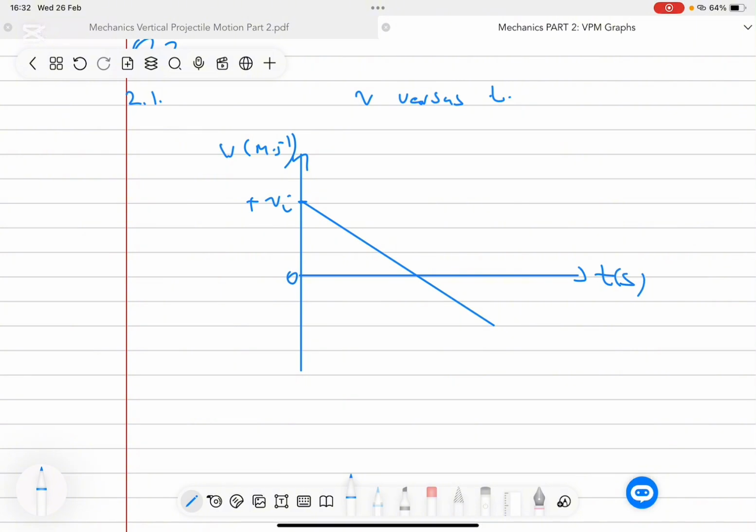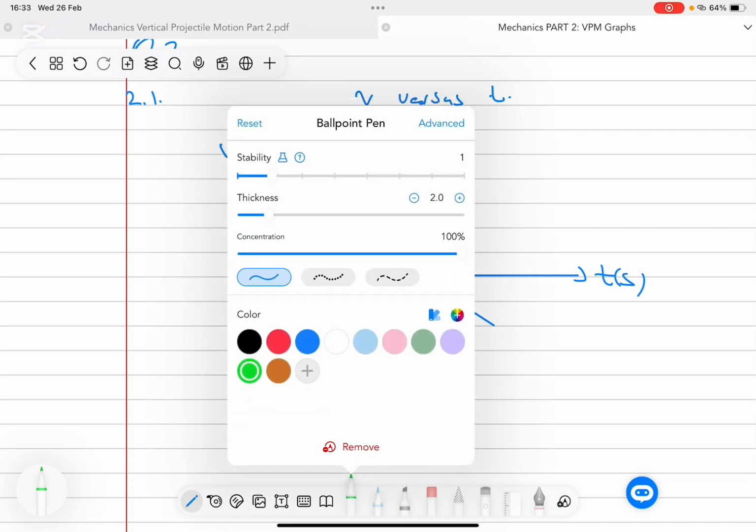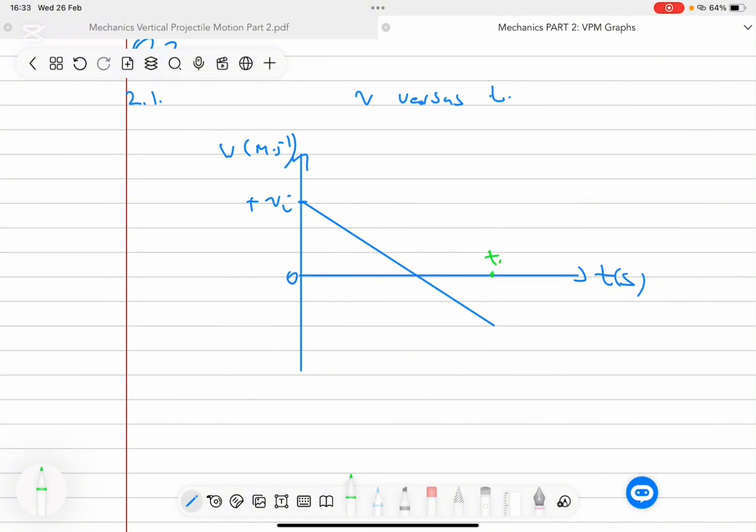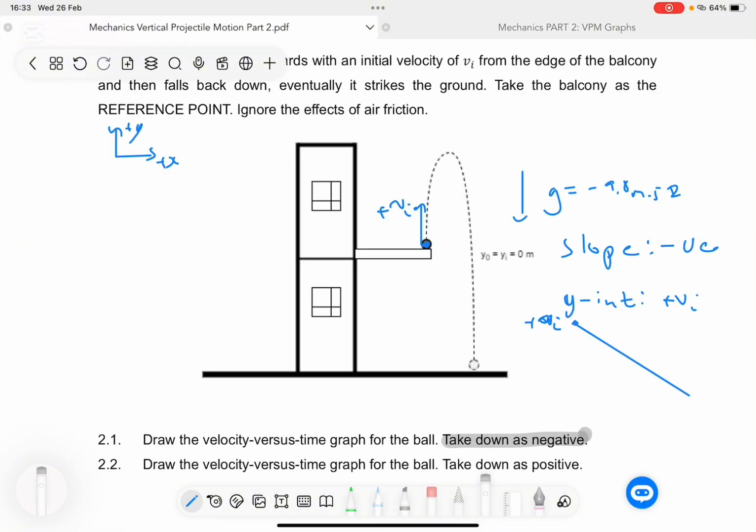Now, the other thing that we have to notice is that when we come to this point here, I'll call it T, you will see that we will have negative VI. It will have the same speed as we had when it was going up, except now it's going down. It becomes a negative velocity. So that is from here to here. So this is this point here. We have negative VI.